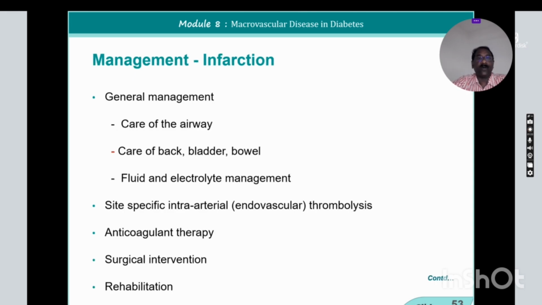So the management of infarction. General management includes care of the airway, care of the back, bladder and bowel, fluid and electrolyte management, site-specific intra-arterial thrombolysis, that is endovascular thrombolysis, anticoagulant therapy, surgical interventions and rehabilitation. See, the best way of managing the CVA is masterly inactivity and waiting for the complications. So we can't do anything for the stroke patient. The only thing is to wait and watch for the complications. So this is a very important factor for infarctions.